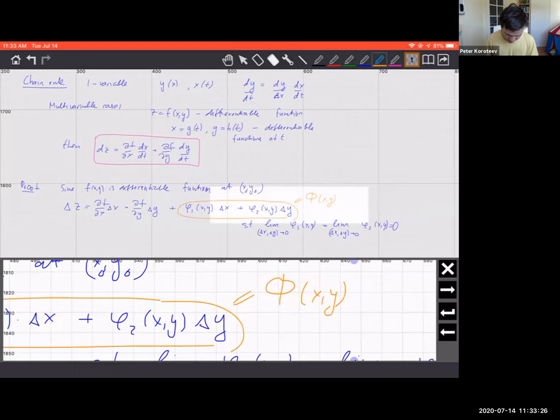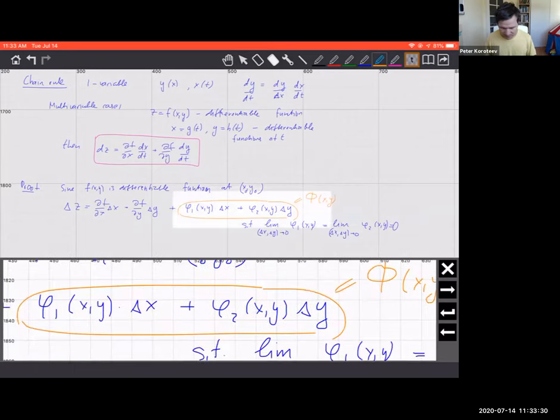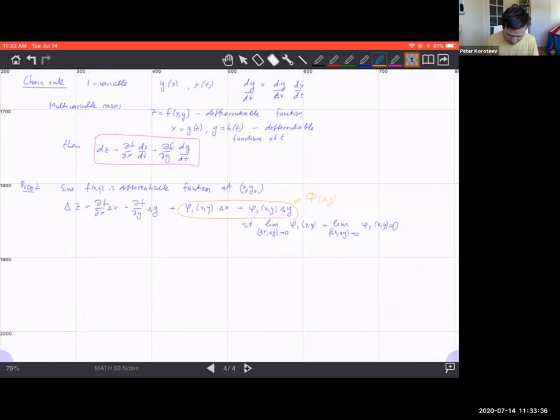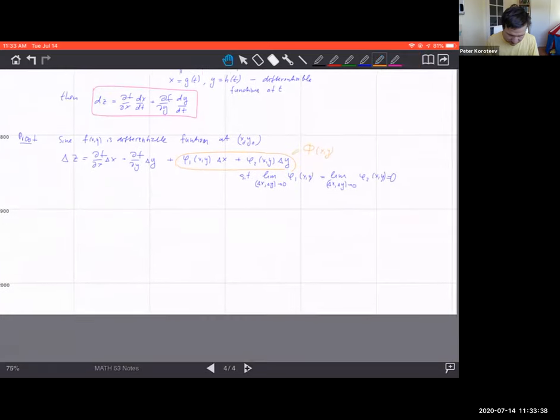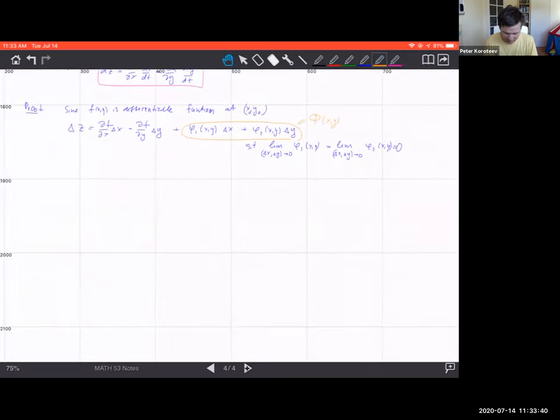Again, if you think in terms of the Taylor formula, that will be the remainder of the Taylor series, but we'll get to that later. To prove this theorem, we won't need any specifics about those functions, little phi one and little phi two, except that they disappear as delta x and delta y go to 0.